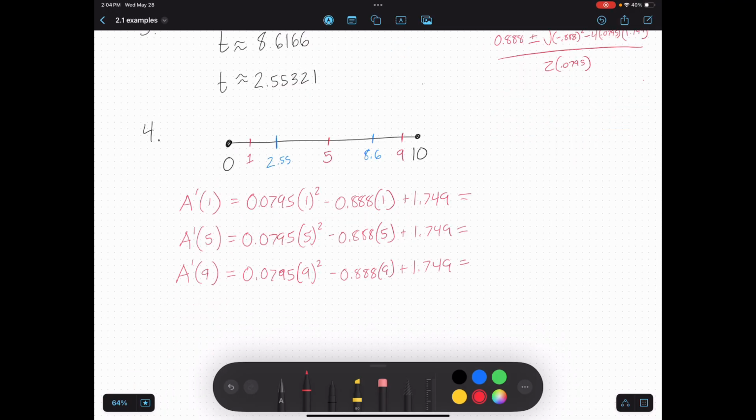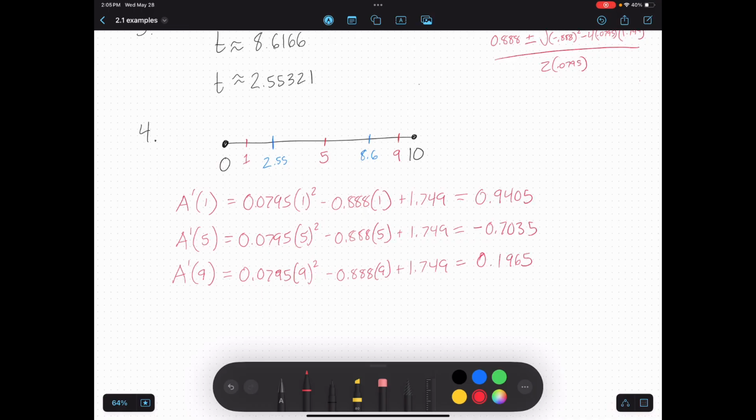Let's see. So that's what it looks like plugged into my function. If I plug these into my calculator, I get 0.9405 for the derivative at 1. I get negative 0.7035 for the derivative at 5. And I get 0.1965 for the derivative at 9. But these numbers, they're these ugly decimals.